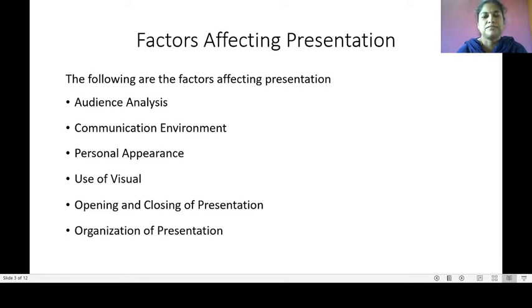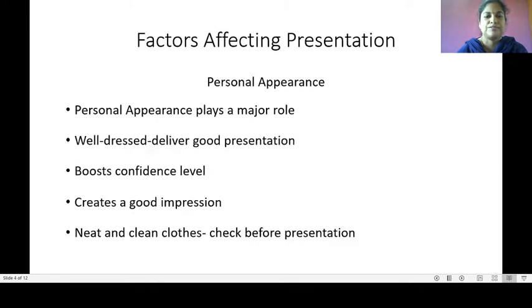Communication environment plays a major role. The environment, the surrounding where the presentation is held, the surrounding which has the stage, speaker, lighting, everything. The audience not only observe the presenter, they also pay a great attention to the surrounding. So, the presenter should make sure that his surrounding or the environment where he's going to make a presentation is in a good form. We will look at the other factors that could affect the presentation.